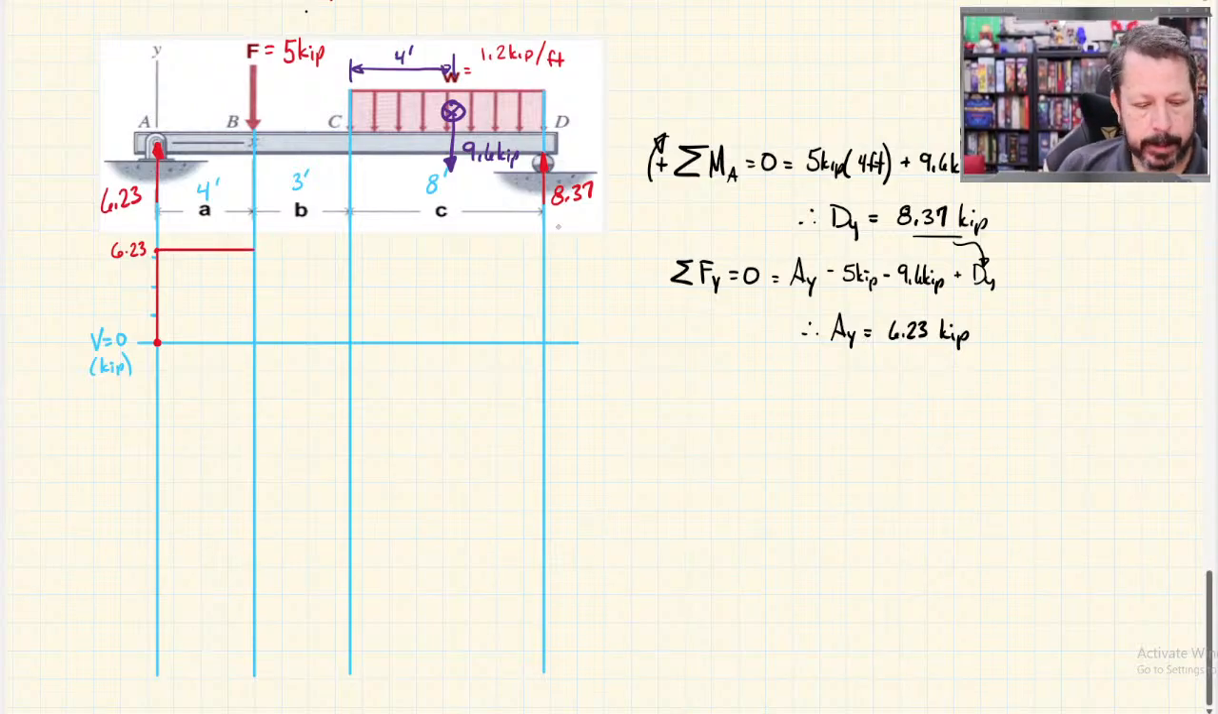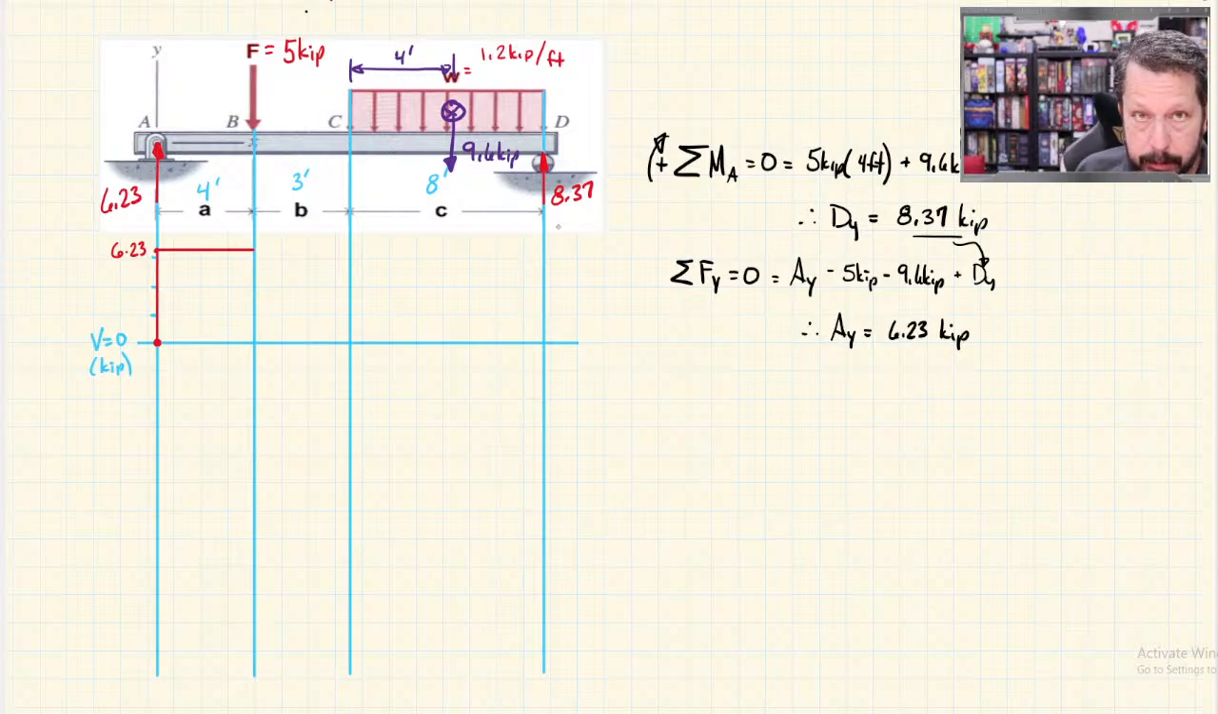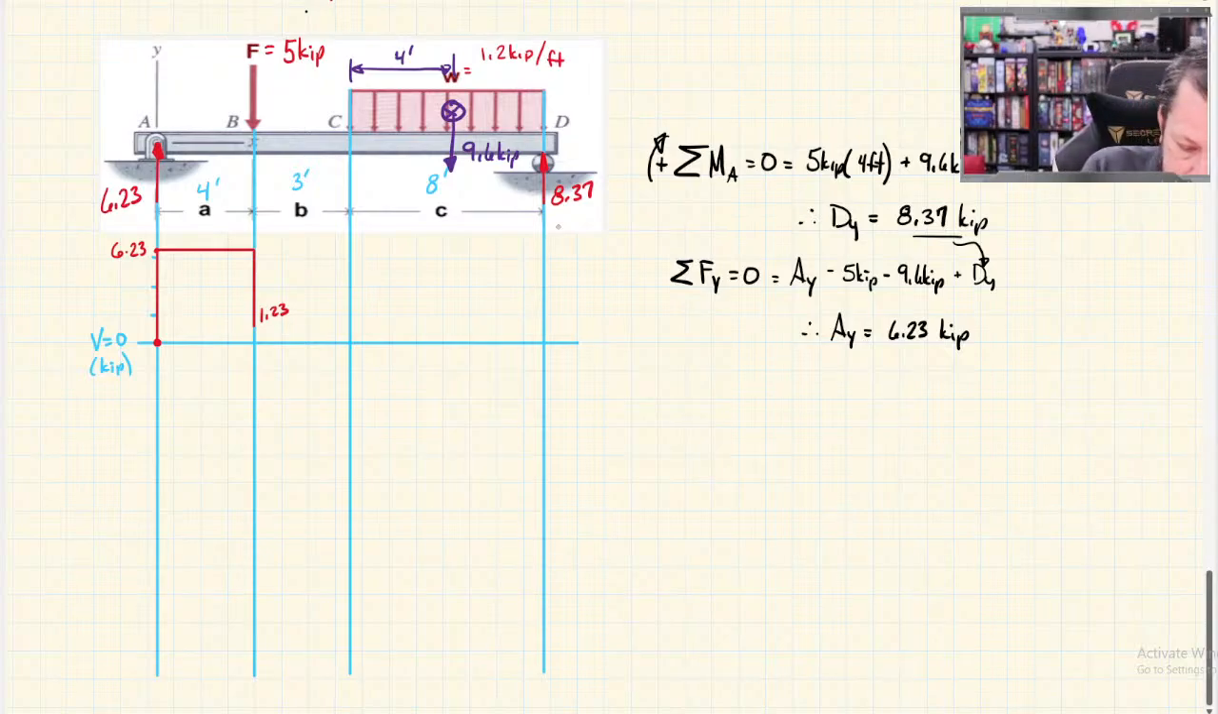Then, all right, so I'm at 6.23 in my shear. I encounter a point load pointing down, so it's negative, of 5 kips. So 6.23 minus 5 is 1.23. So it goes down to somewhere like that. And again, there's no change until I get to point C. So it just goes straight across.